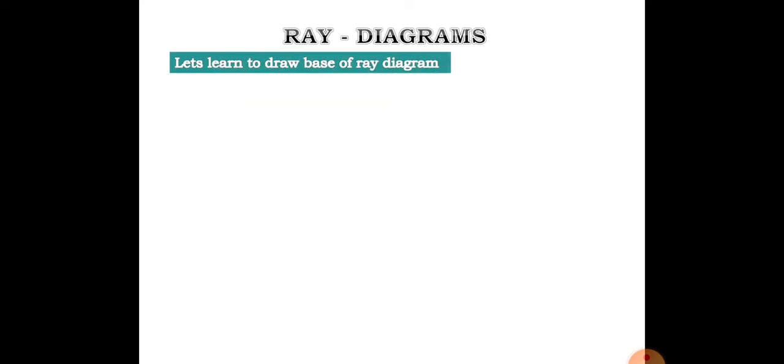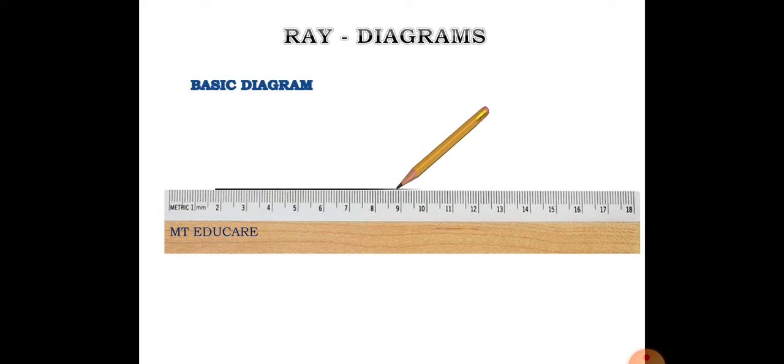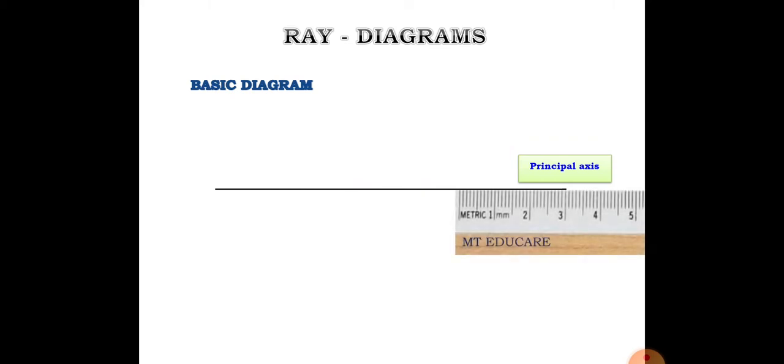So let us learn to draw the ray diagram. Before drawing the ray diagram, there are some basic rules that you have to know. First of all you have to draw a straight line, and this straight line we all know is called the principal axis, correct, which is of 3 centimeter. You can take a distance according to you. Take 3 centimeter or 2 centimeter from here. Not compulsory, whatever distance you like, but it should be a very small distance, not very big.